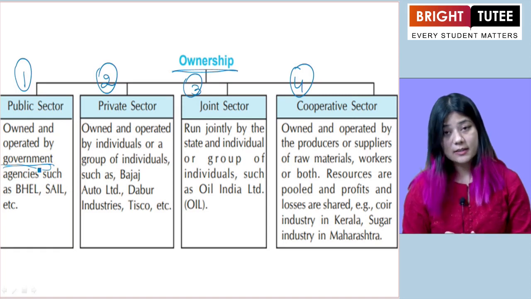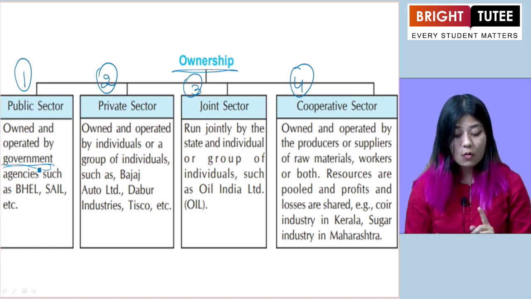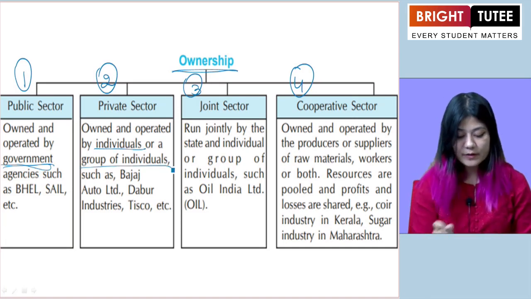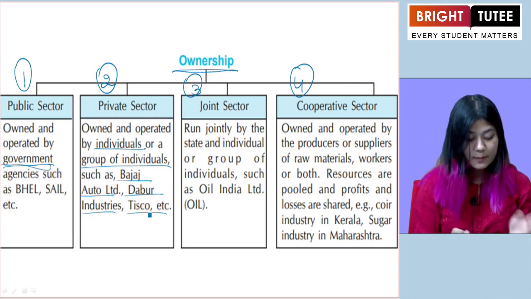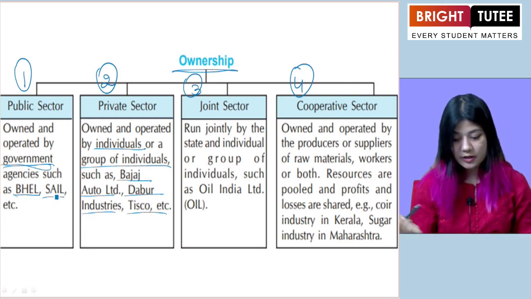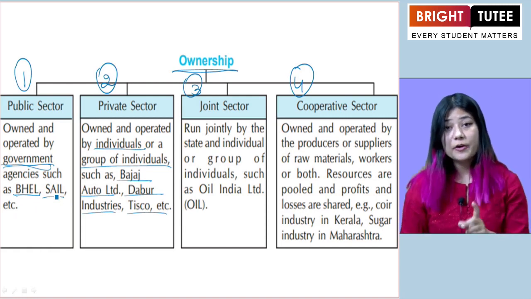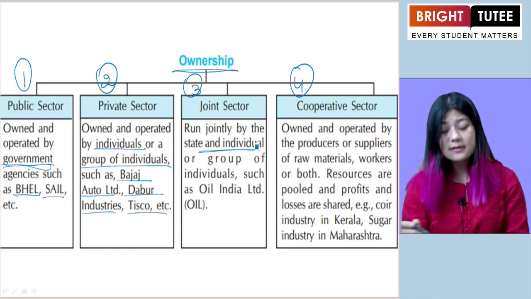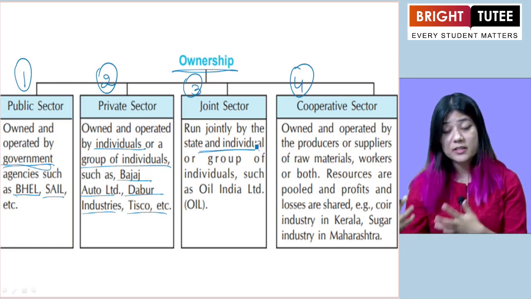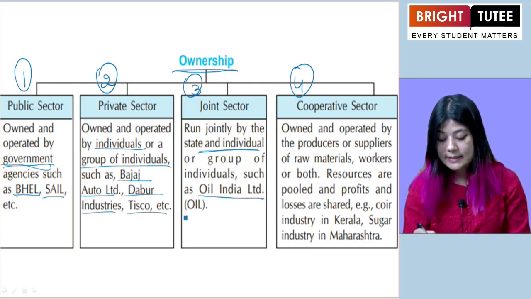In the private sector, the term itself clearly tells us the industries and their operation are owned by individuals or a group of individuals. Some of the examples are Bajaj Auto Limited, Dabur Industries, Tisco, etc. For the public sector, examples are SAIL, etc. In the joint sector, the industries are jointly owned and operated or managed by the government as well as private individuals or groups of individuals. An example is Oil India Limited.